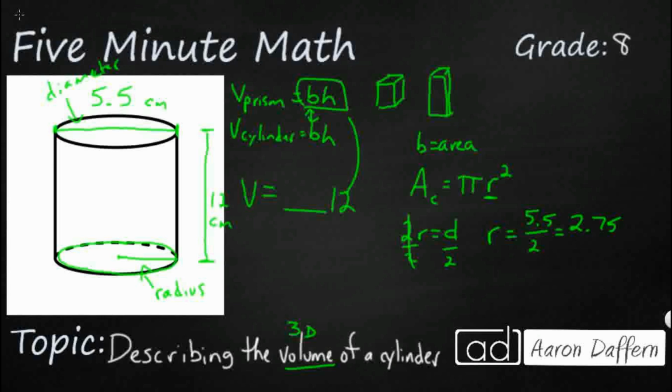And so now we can plug this back in here. So area equals pi times 2.75, and you just square that. So that's what this is going to be. So this base is pi times 2.75 squared, times 12. That's the volume.